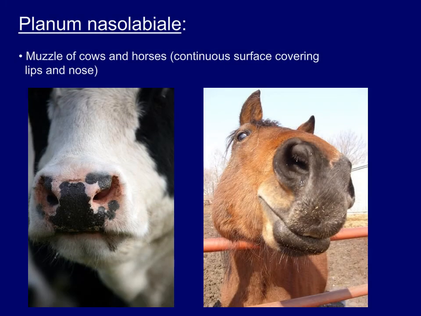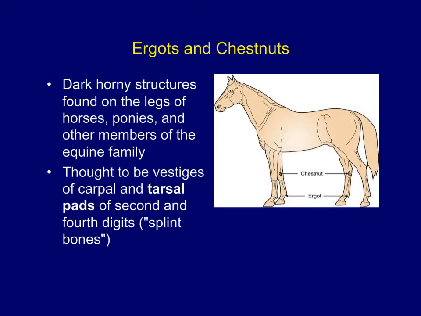Now, in cows and horses, the planum nasale is actually expanded into something called the planum nasolabiale, and this is because it not only covers the nose, but also the lips. Now, you might think that because a horse has hooves, it doesn't have any paw pads like a cat or a dog would, but that's not entirely true. There are vestiges of paw pads that we see on horses, and these are called ergots and chestnuts.